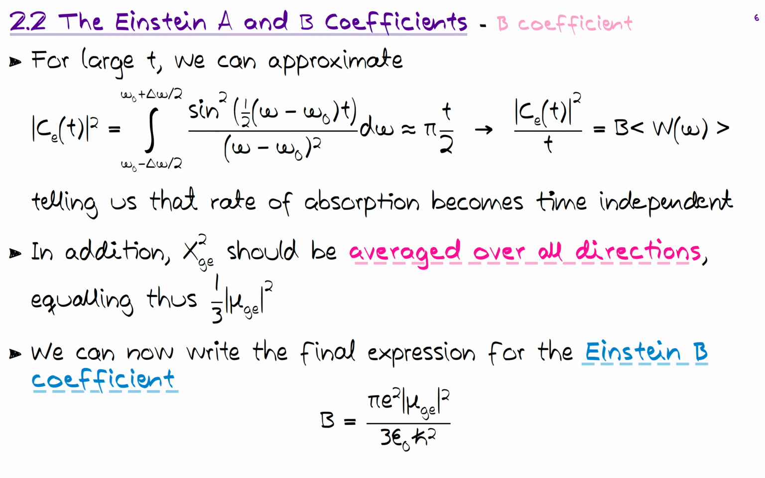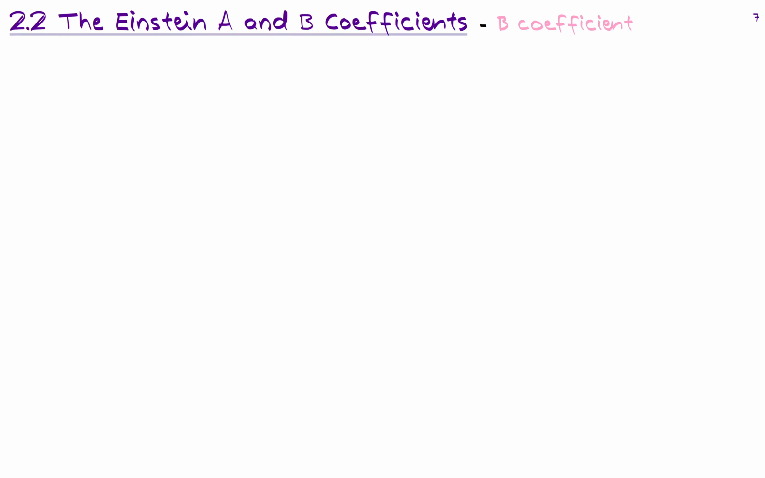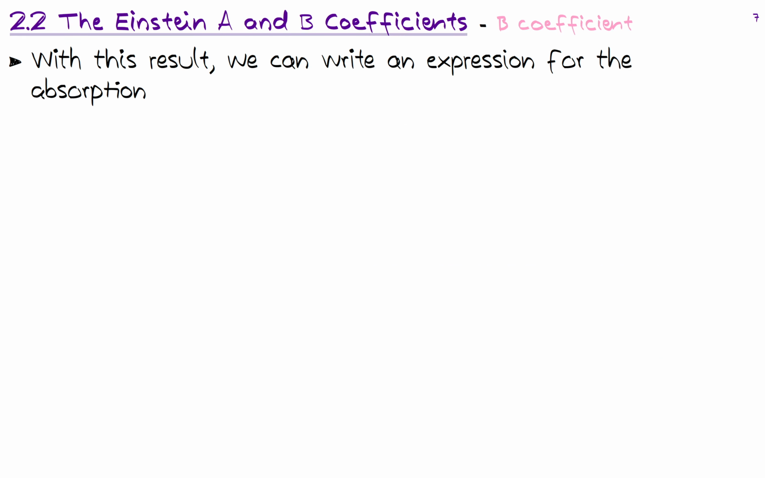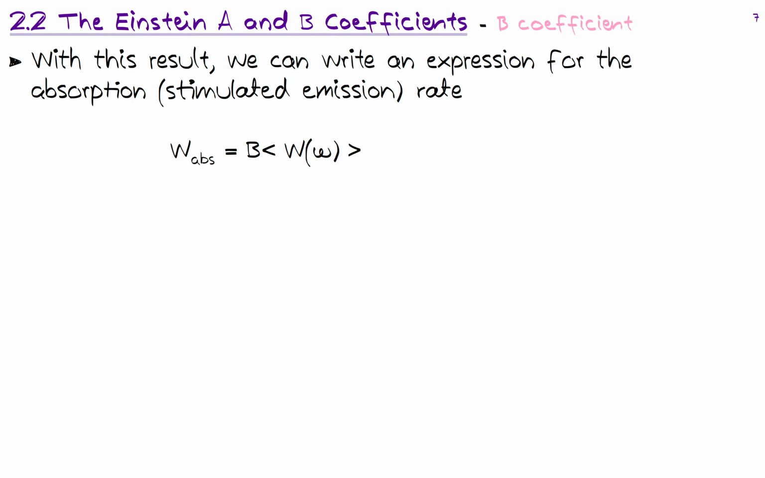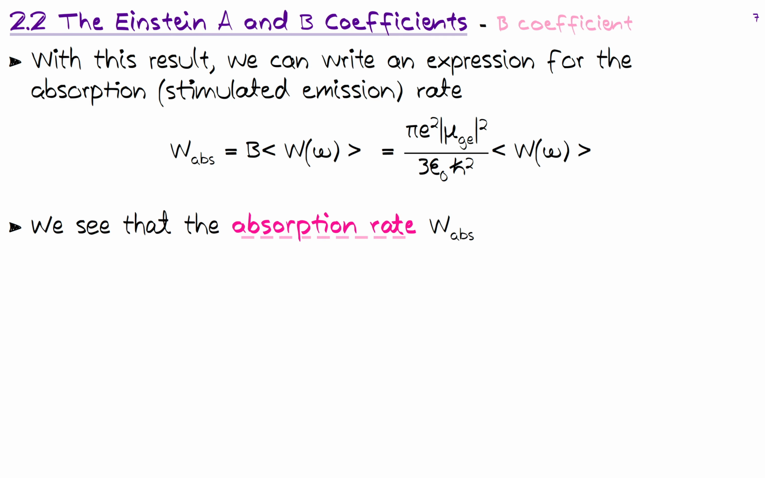So this is our Einstein's B coefficient now calculated, and that gives us a tool to estimate, for example, the rate of absorption into the medium or the rate of stimulated emission out from the medium. Now, with this result, we can write the expression for the absorption and equally the stimulated emission rate. The rate of absorption is basically B times the radiative energy density, and this is the equation that we have.